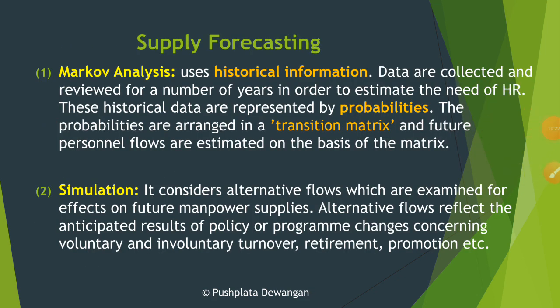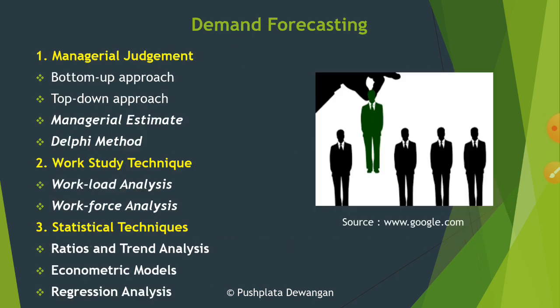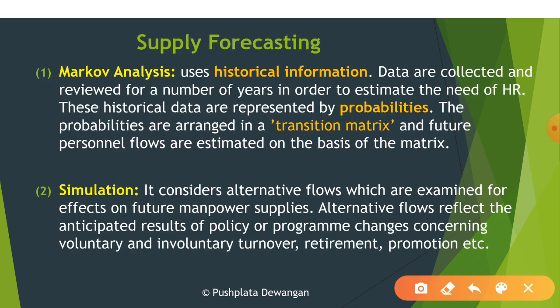Next is supply forecasting. For supply forecasting, four methods are utilized. Under this, the first method is the Markov analysis. Markov analysis is a method which uses historical information for calculation. In this, data are collected and reviewed for a number of years so that they can estimate the need of HR. This historical data is presented by probabilities, and these probabilities are then arranged in a transition matrix so that future personnel flows are estimated on the basis of this matrix.